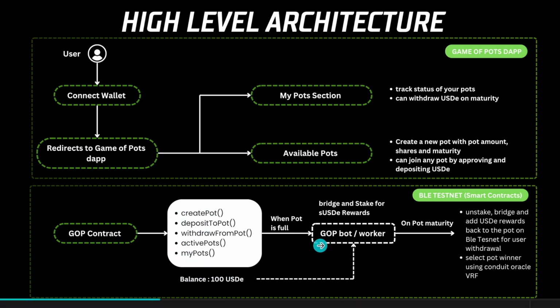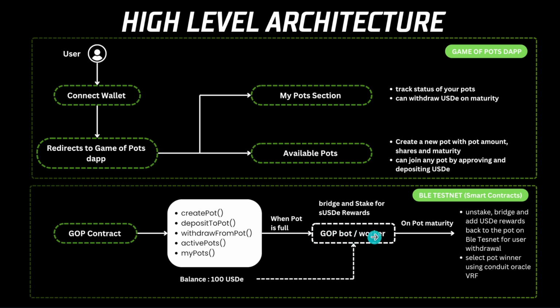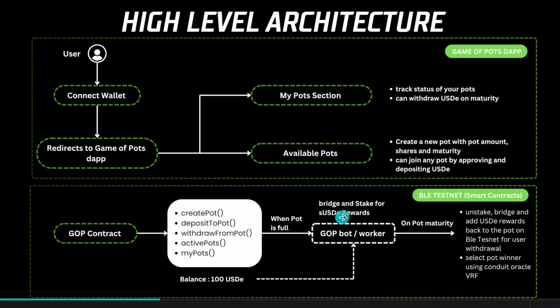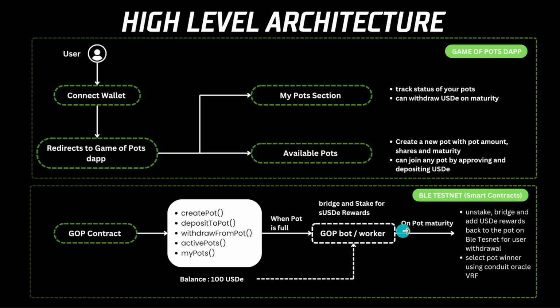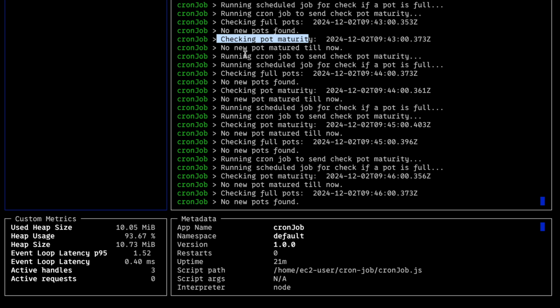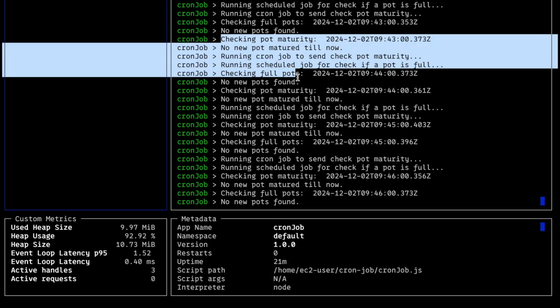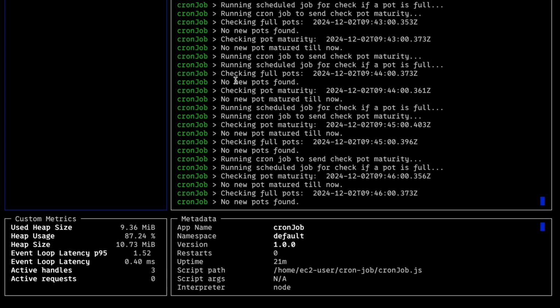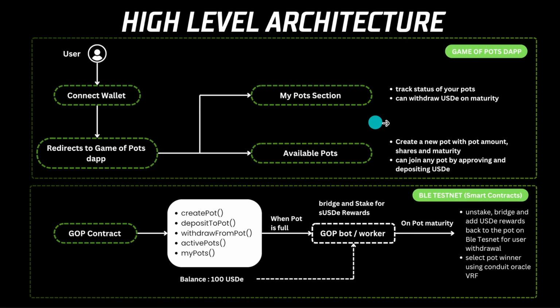Also, our GOP bot or worker is always running in the background. When the pot is full, the USDE is bridged and staked for staked USDE rewards. And on pot maturity, there is an unstake and bridging transaction where USDE rewards are added back to the pot on the Plea testnet for user withdrawal. And also, a Conduit Oracle VRF transaction to select the pot winner is executed on the GOP contract. So we have a bot that does all of this in the background of checking the pots if they are full and checking the pot maturity.